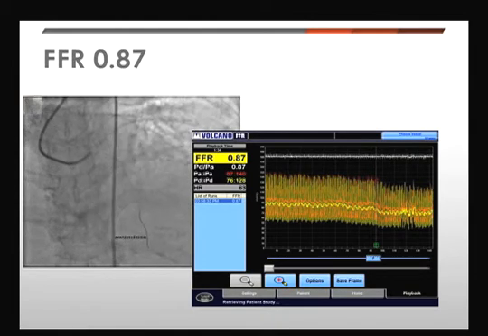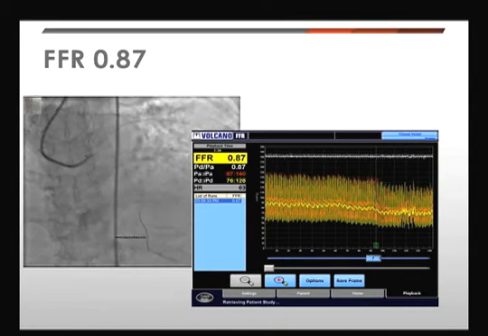As you can see on this next slide, with a wire distal to the lesion in question, the minimal FFR obtained was 0.87 during maximal hyperemia after 2 minutes of continuous intravenous adenosine infusion.